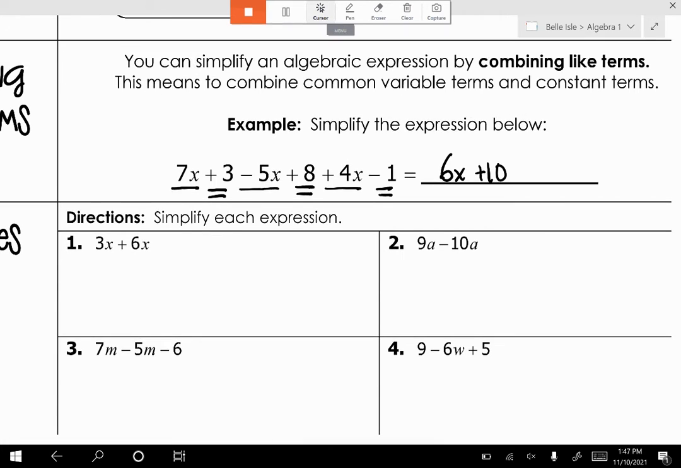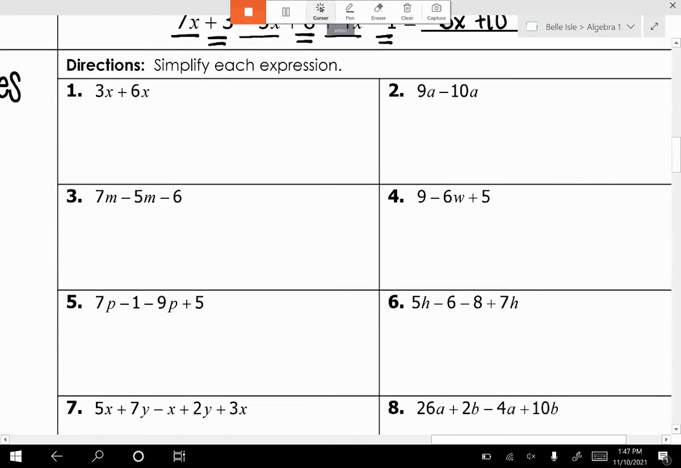Okay, please simplify each expression. I'll do the first couple with you. Number 1, we have 3x and we have 6x. Are those like terms? Yes, they are. So we will add the coefficients. The variable stays the same. We will have an instance at some point in the future where the variable does not stay the same. Today is not that day.